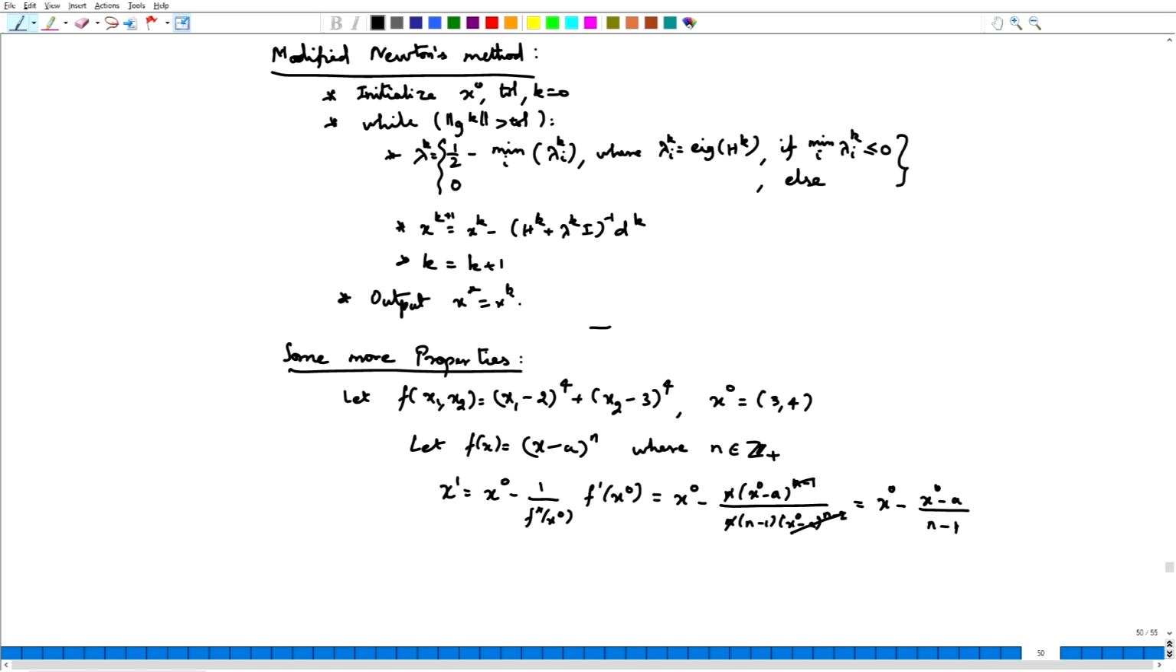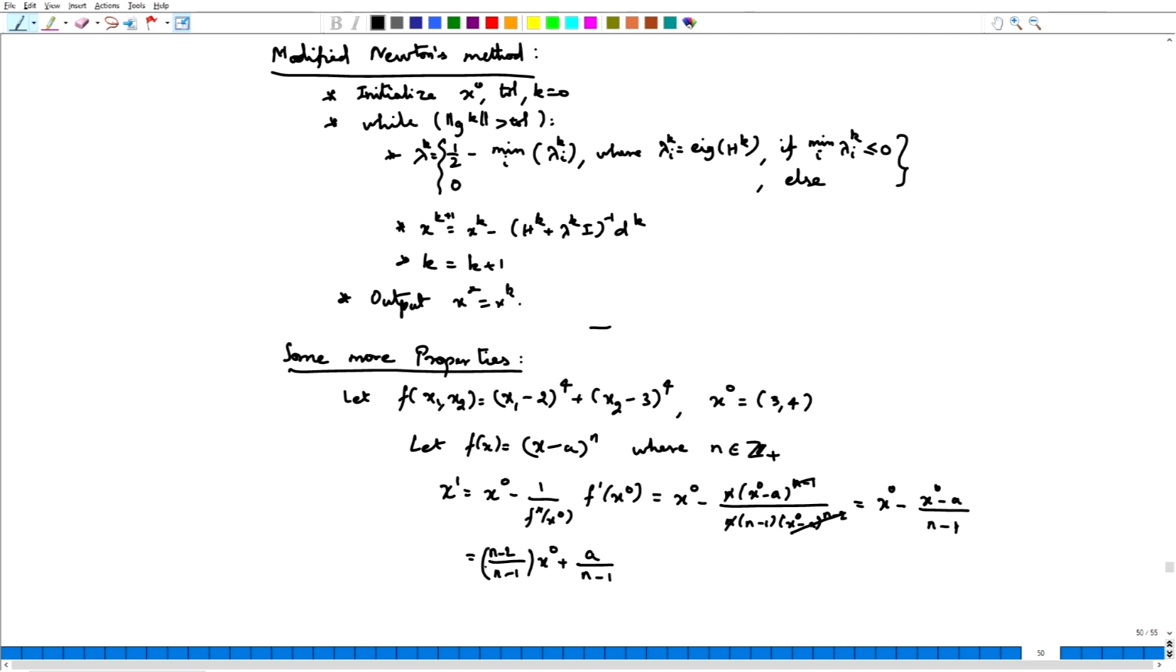Okay. So, to be precise, I can simplify this as well, that is actually (n-2)/(n-1) into x0 plus a/(n-1). All right. So, let us again compute x2 to just show you what actually happens.